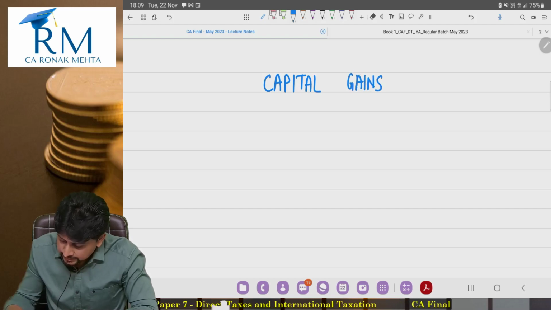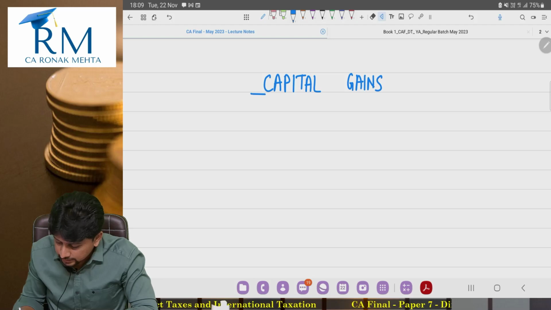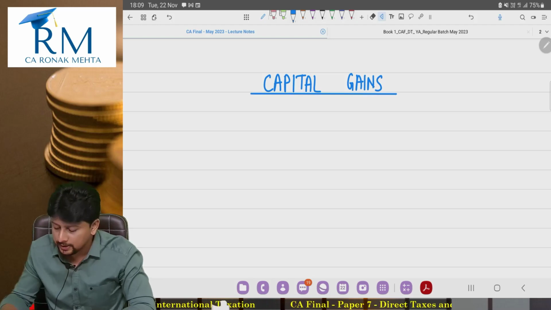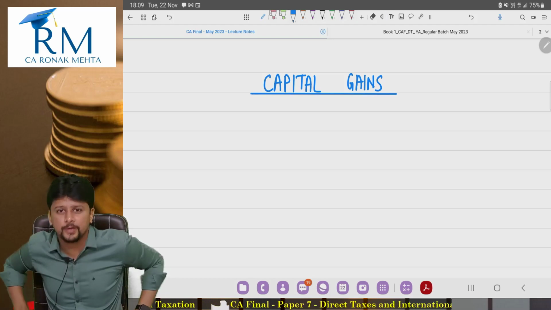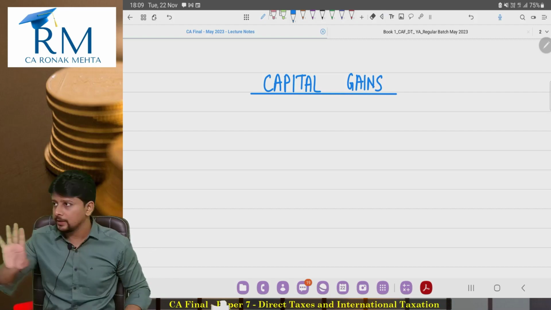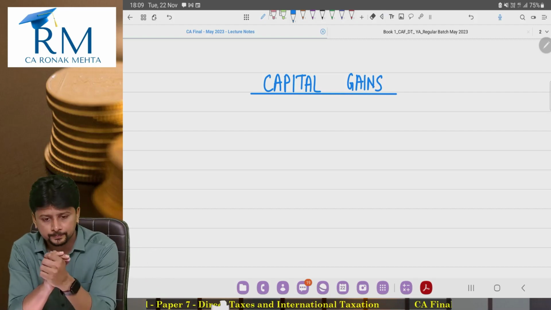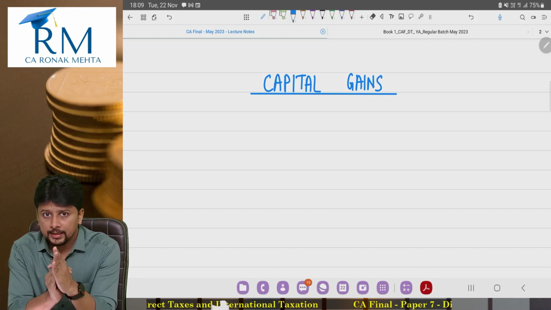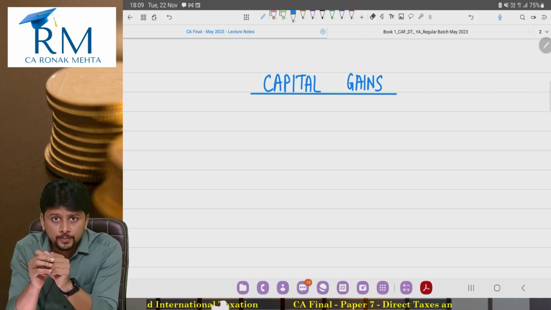In my first lecture, I told you something about the heads of income with reference to how they appear in your exams. See, salary and house property don't come up in your papers. Salary and house property are reserved for CA Inter only. After salary and house property, next in sequence is PGBP.